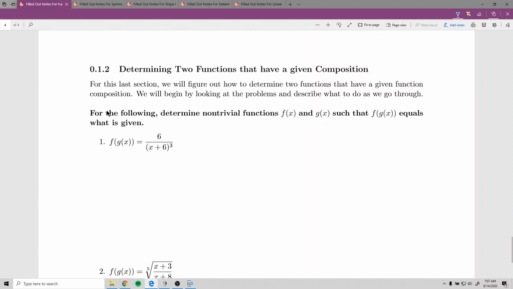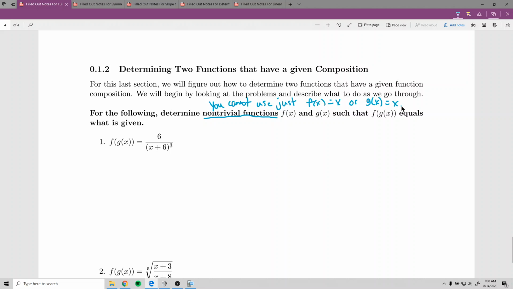The directions here say, for the following, determine non-trivial functions f of x and g of x, such that f of g of x equals what is given. So the non-trivial function part is not meant to scare you. What this means is you cannot use just f of x equals x or g of x equals x.